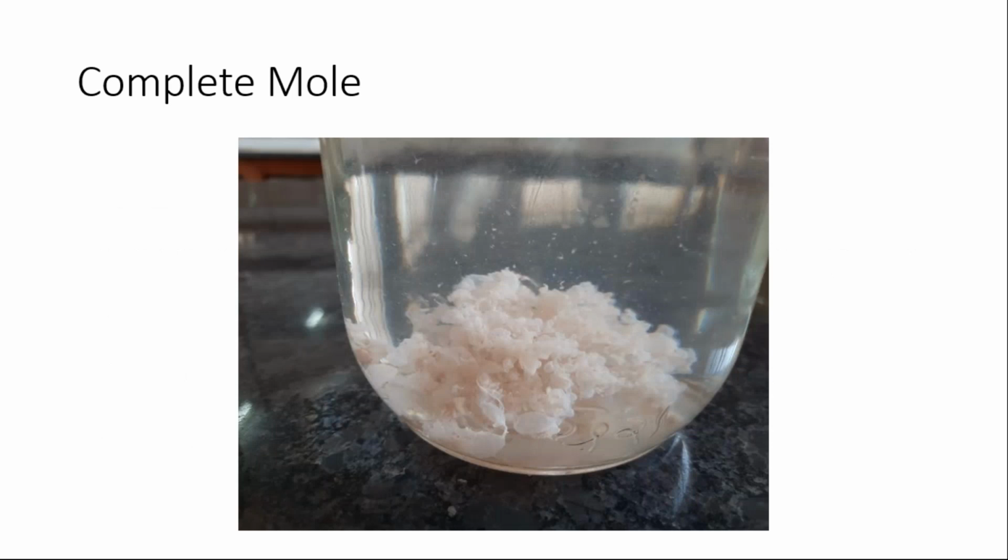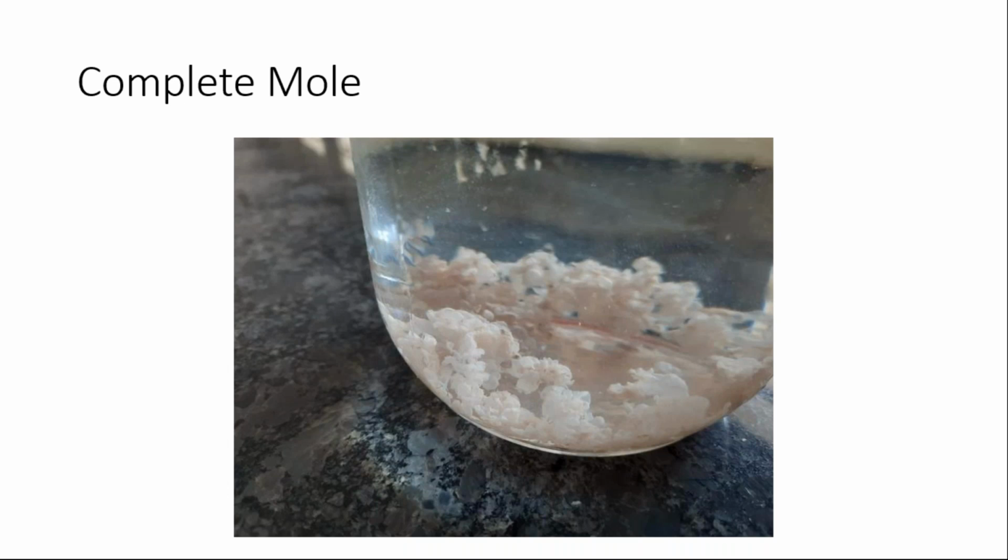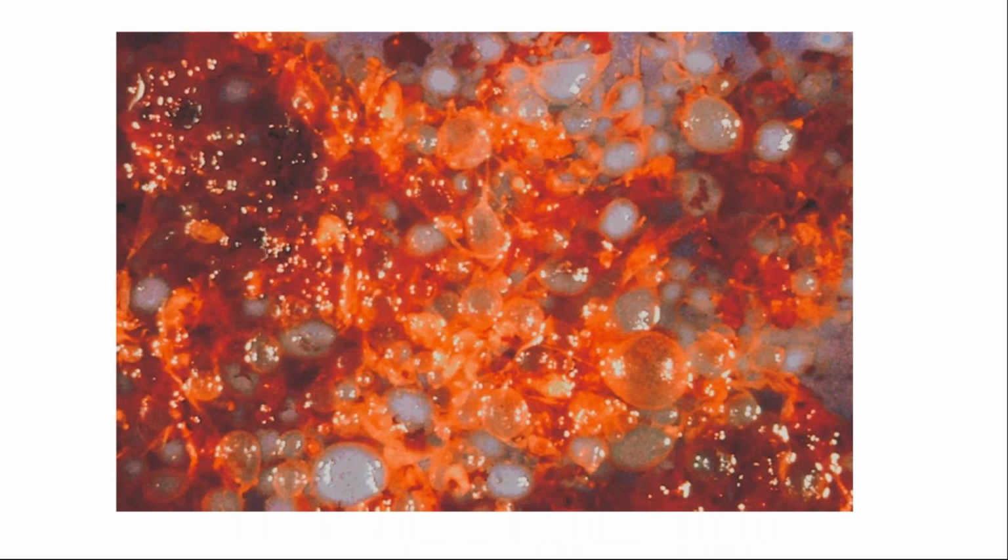So this is the specimen we have in our lab. This is a complete mole. See here, there are no fetal parts, only small round vesicles you have been seeing here. So this is a complete mole. This is also a complete mole. All these are grape-like round vesicles, nothing but swollen villi.